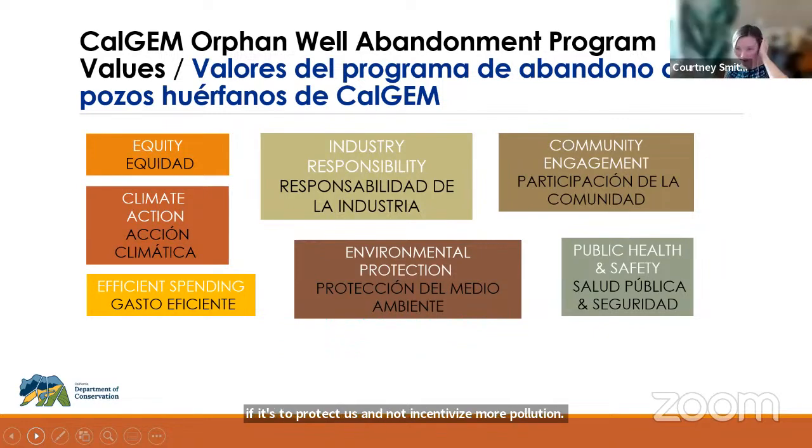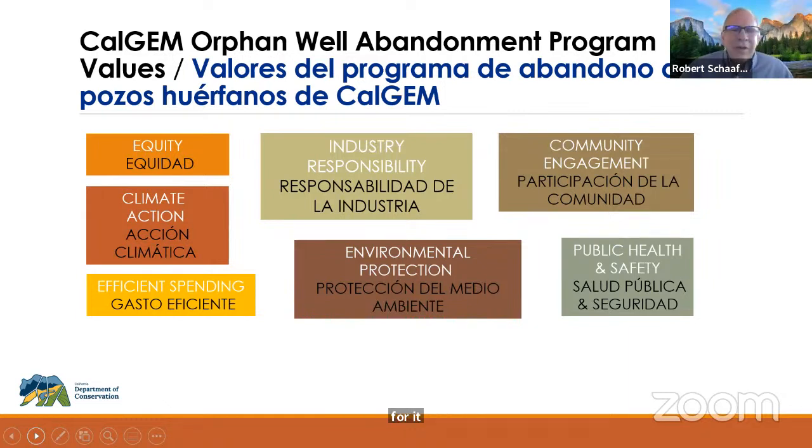Okay. Well, with that, let's talk about our values, Robert. Okay, so we're talking about well abandonments here. As we put this program together, we wanted to have CalGEM's values, which are really in line with what the state values are, for putting together a prioritization for this. So we wanted to be equitable. We want to make sure that we're doing abandonments in all the areas where oil production is occurring now or has occurred in the past. So it's not just in one place, but throughout the state.